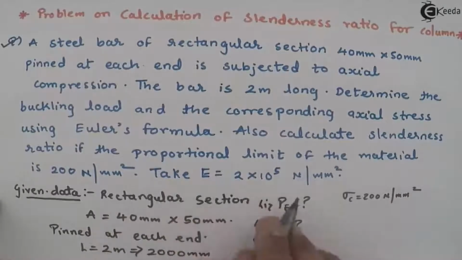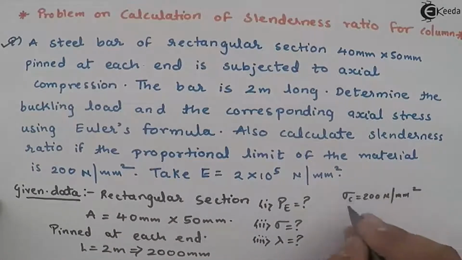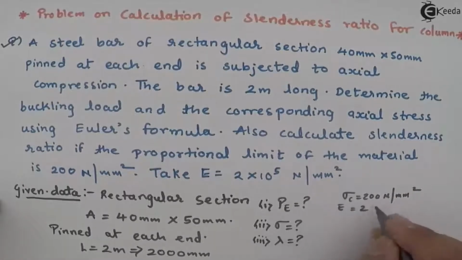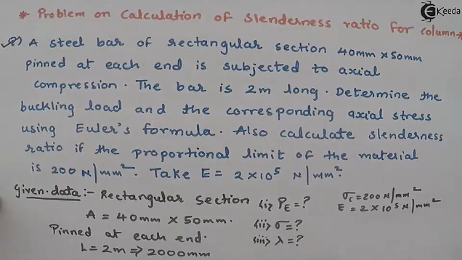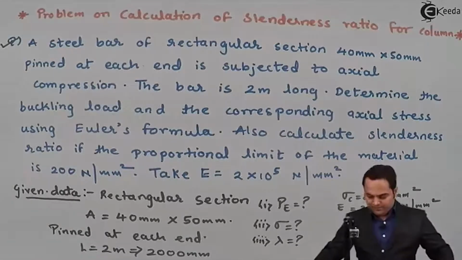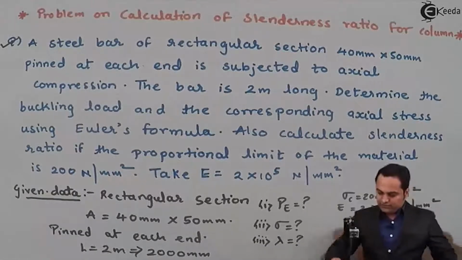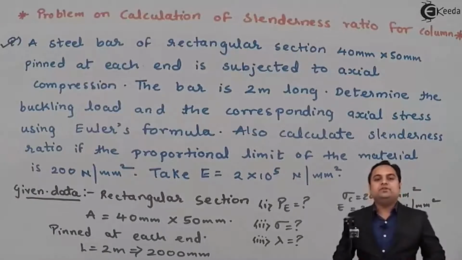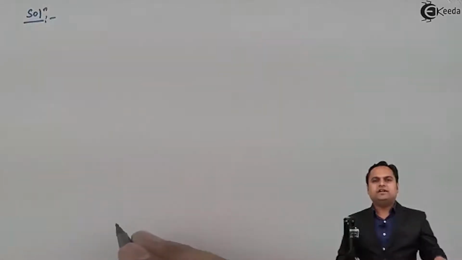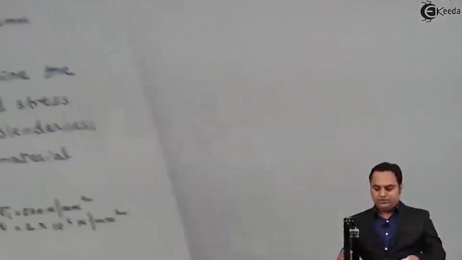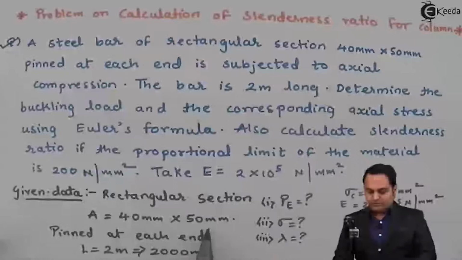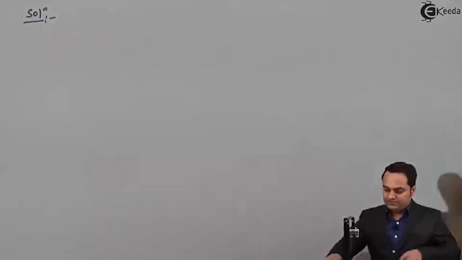Take Young's modulus, the value is given, this will be for steel, 2 into 10 raised to 5 Newton per mm square. So now, with the data available and we have understood what are the unknowns here, let us try to get the solution to this problem. Now, the first thing they have mentioned is that it is a rectangular section, 40 mm into 50 mm. So I'll draw the section here.